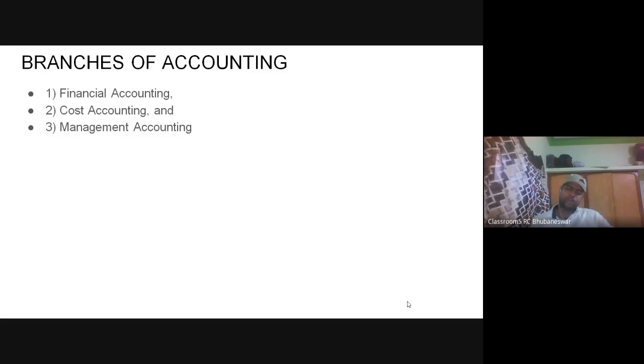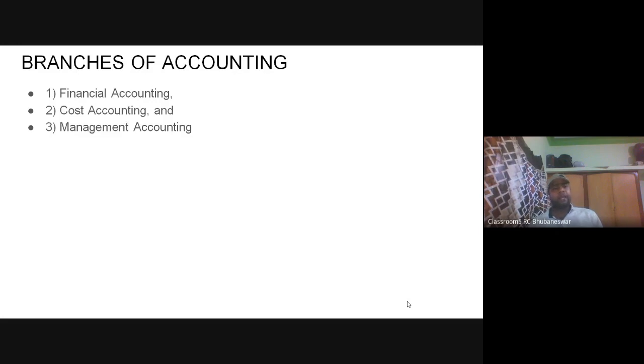Cost accounting, its objective is to ascertain the cost of the product and to reduce and control the cost of the particular product. And after that, when the cost is ascertained or determined, then cost reduction and control become possible. The other objective is to find out the selling price, fixation of the selling price.